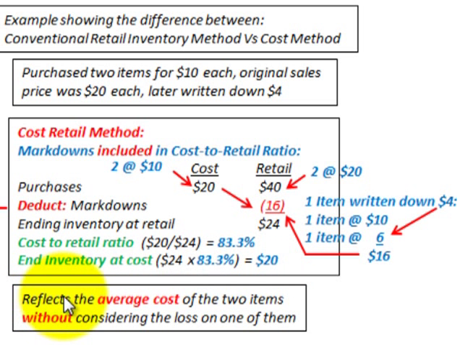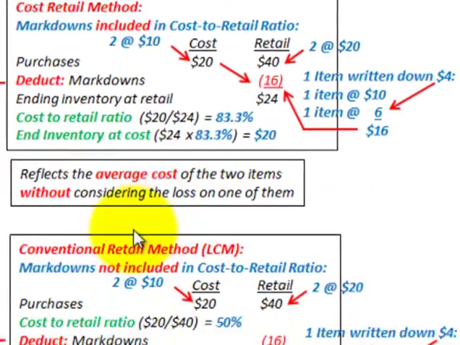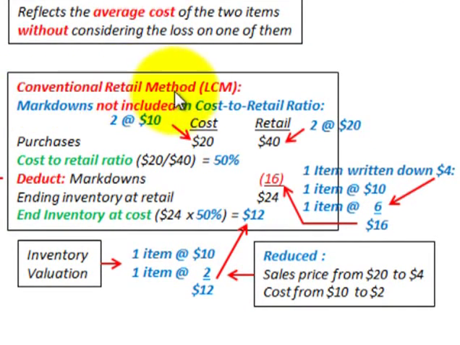So this cost to retail method here reflects the average cost of the two items without considering the loss on one of them. It's just an average cost here. Now let's look at the conventional retail method, or the lower cost or market method. This is where markdowns are not included in the cost to retail ratio.